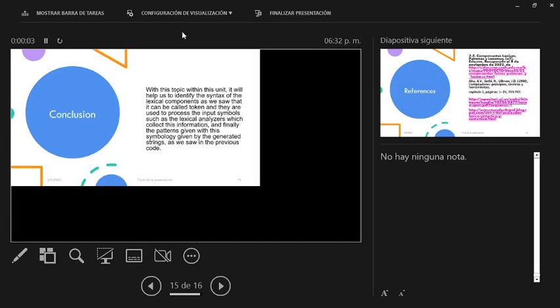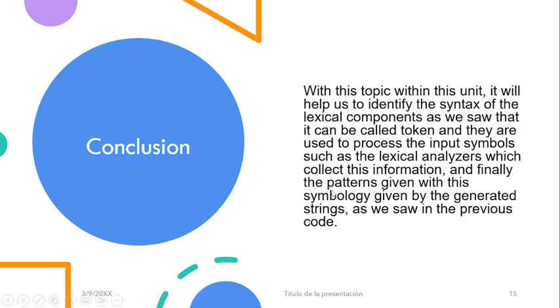Continue with the conclusion. With this topic within this unit we help to identify the syntax of the lexical components, as we saw that they can be called tokens, and they are used to process the input symbol at the lexical analyzers, which collect this information, and finally the patterns with this symbology to generate strings as shown in the previous code.